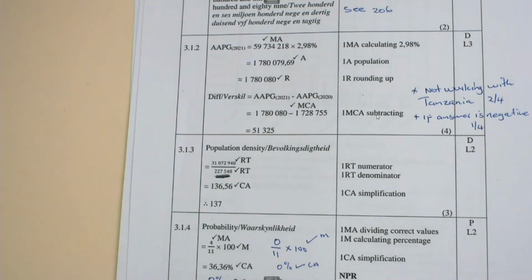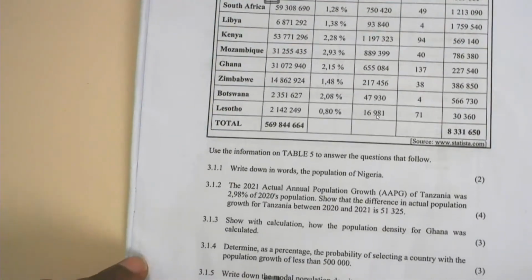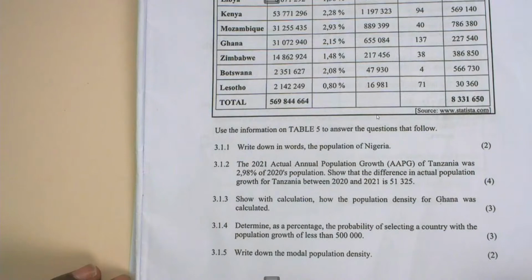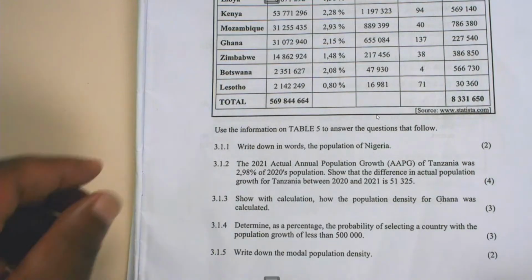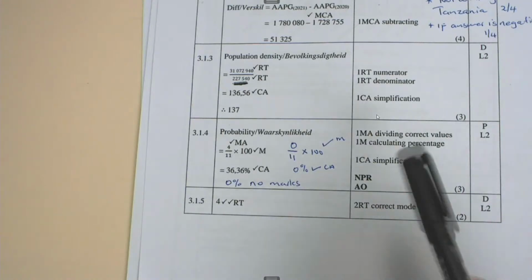3.1.4. Determine as a percentage the probability of selecting a country with a population growth of less than 500,000. So the answer will be 4 over 11 multiplied by 100, and the answer should be 36.36. No penalty for rounding, answer only.